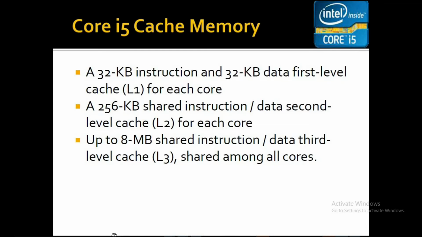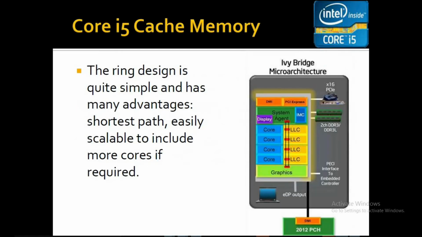Core i5 cache memory has a 32 KB instruction and 32 KB data first level cache, L1, for each core. It also has a 256 KB instruction data second level cache, L2, for each core. Furthermore, it has up to 8 MB shared instruction data third level cache, L3, shared among all cores. And lastly, the ring design is quick, simple and has many advantages: shorter stops, easily scalable to include more cores if required. This is the Ivy Bridge microarchitecture.